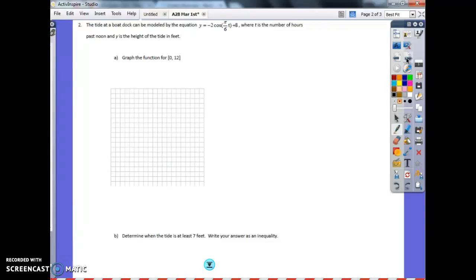Question number 2. I'm going to have you guys graph this on your own. The tide is modeled by the following cosine equation. Graph the function from 0 to 12. First couple things we're going to need to know is what's my scale here so I can set it up. And I don't know what the scale is unless I know what the period is.